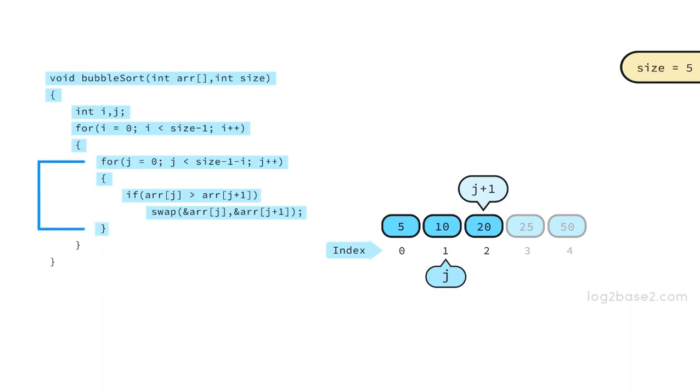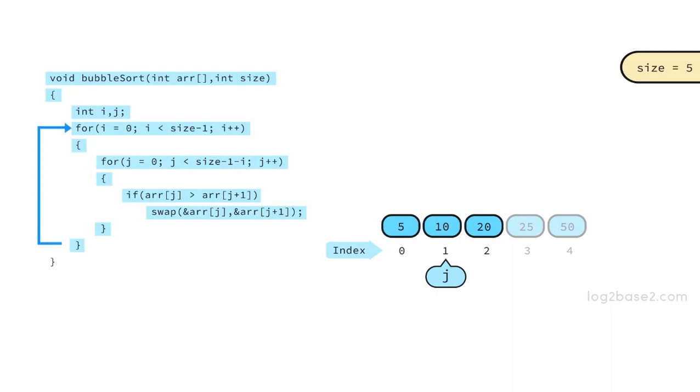Now in the next iteration, j is equal to 2. But now the condition j less than size minus 1 minus I, that is 5 minus 1 minus 2, which is j less than 2, fails as 2 is not less than 2. So the third iteration of the outer for loop is also completed now, and we got the third largest element at the right place.